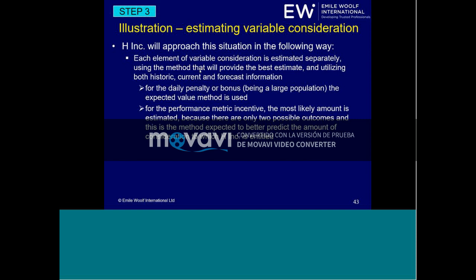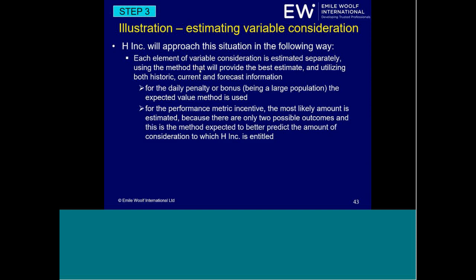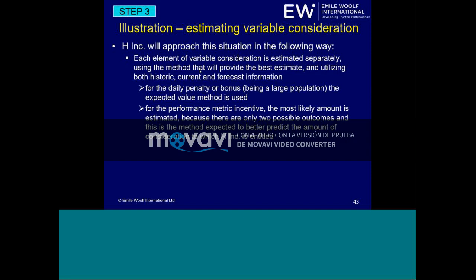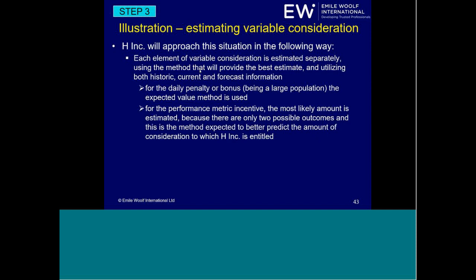I mean, it could be a whole range of days, a large population. Perhaps it would be most sensible to use an expected value methodology. So 1 day late, probability 0.01. 2 days late, probability 0.05. 3 days late, probability 0.1, and so on. And similarly early. Now, the performance metric is either a win or don't win.